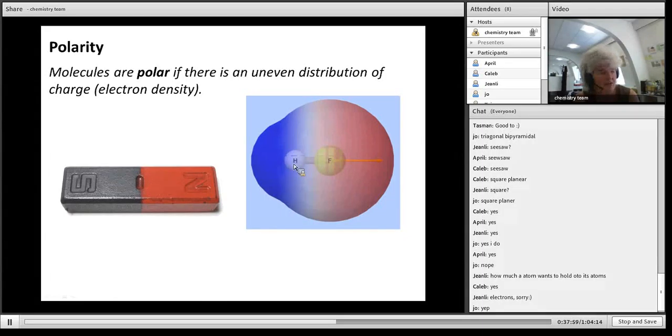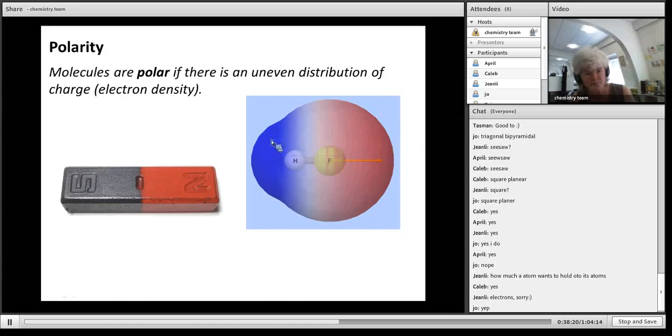Fluorine is given a value on the Pauling scale of 4. Hydrogen is given a value of 2.1. So you can see fluorine has a much bigger attraction. And so the dipole is always in the direction of the negative charge. This is very much the negative end of the molecule, and that's the positive end.